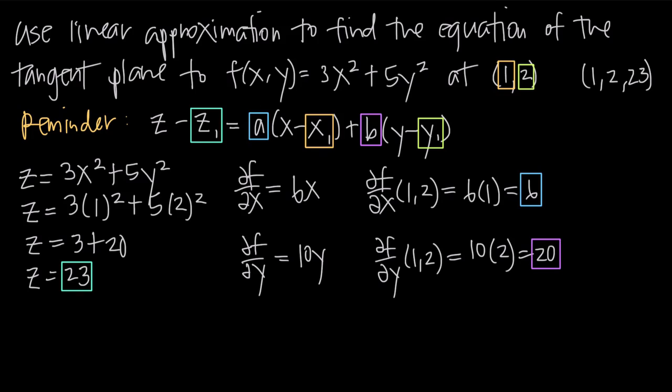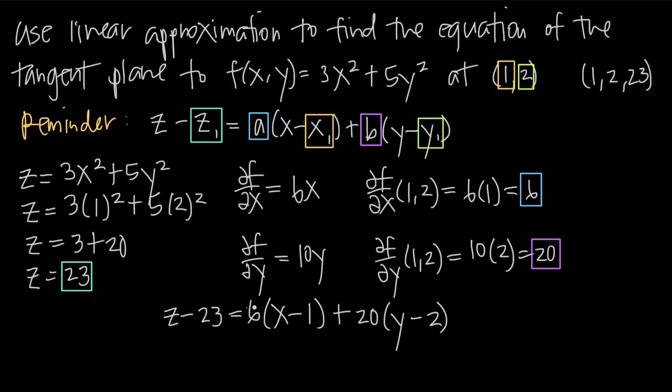So now that we have all of the values we need, we just plug into our linear approximation formula. This is also the formula for the equation of the tangent plane. Remember, we're going to leave z, x, and y here. So we get z minus z sub 1, which we already said was 23, is equal to a, which we know is 6, times the quantity x minus x sub 1, or x minus 1, the value we were given in our coordinate point, plus b, which is 20, times y minus y sub 1, where y sub 1 we already know is 2. That's the y value from the coordinate point we were given.